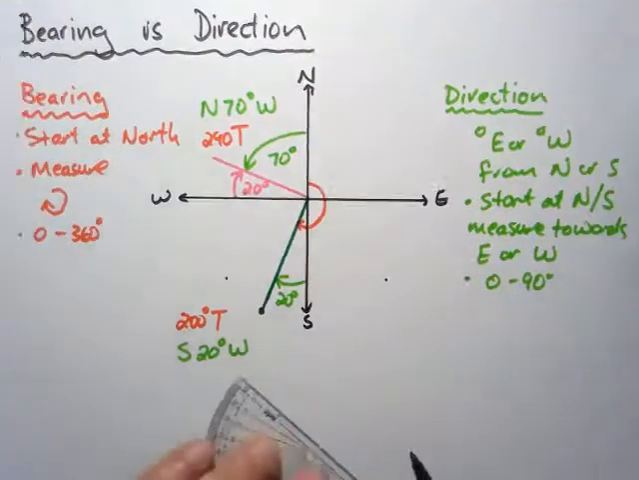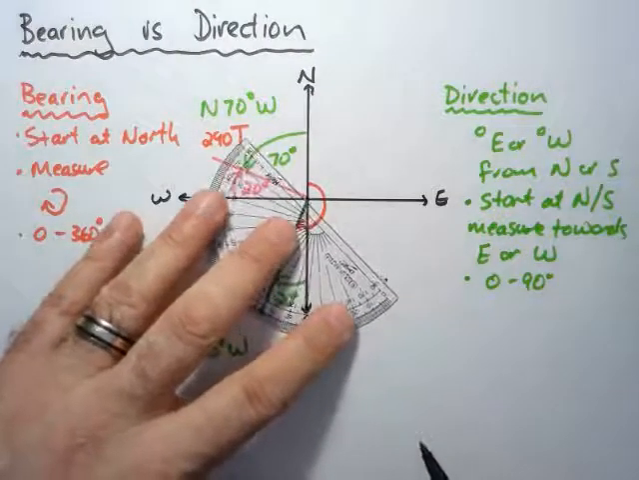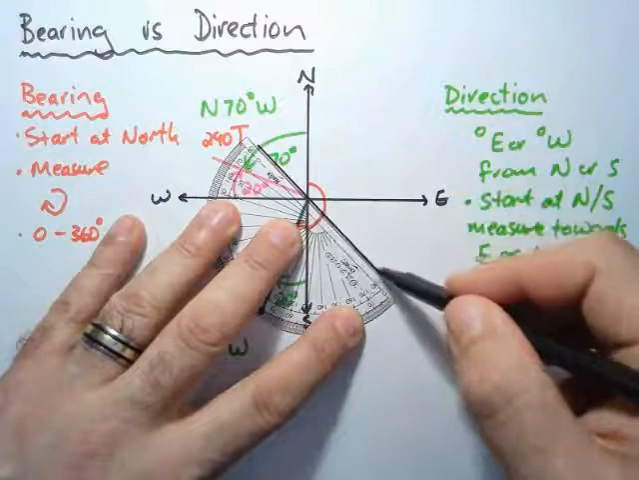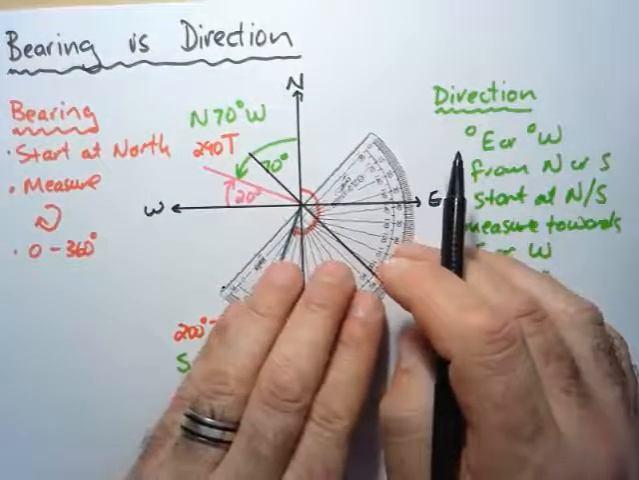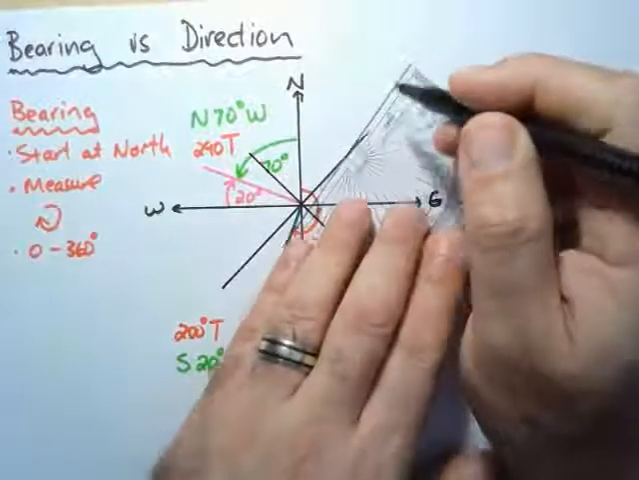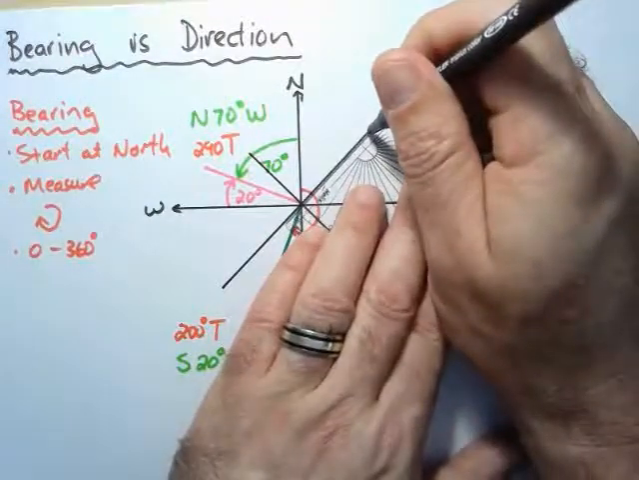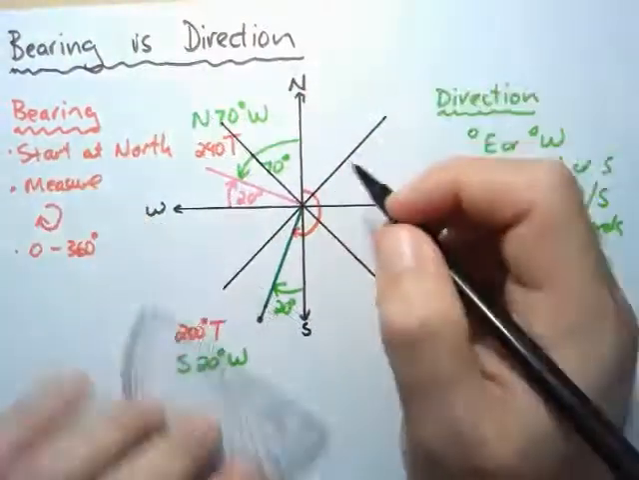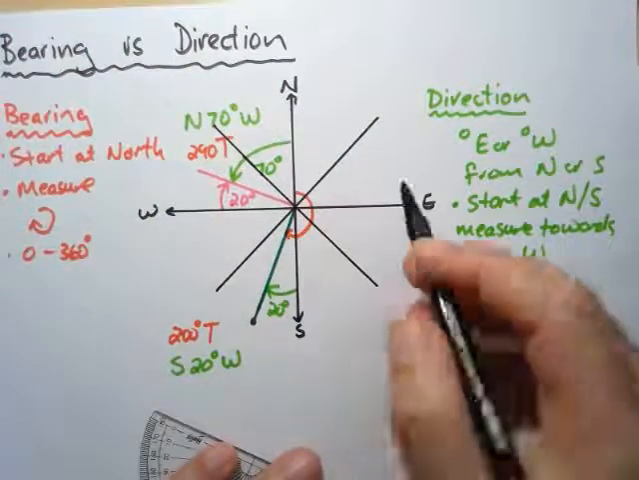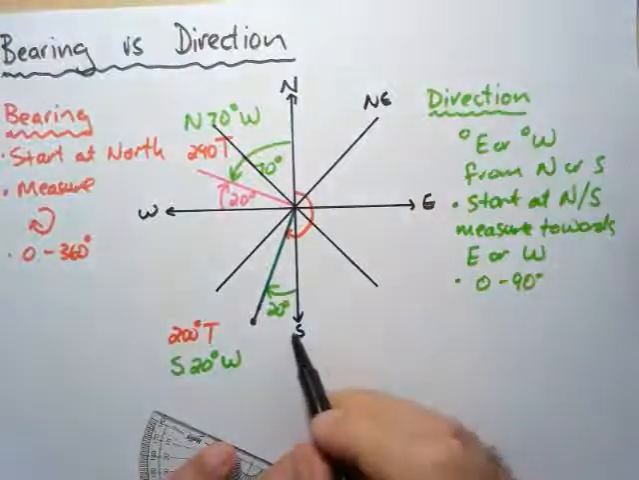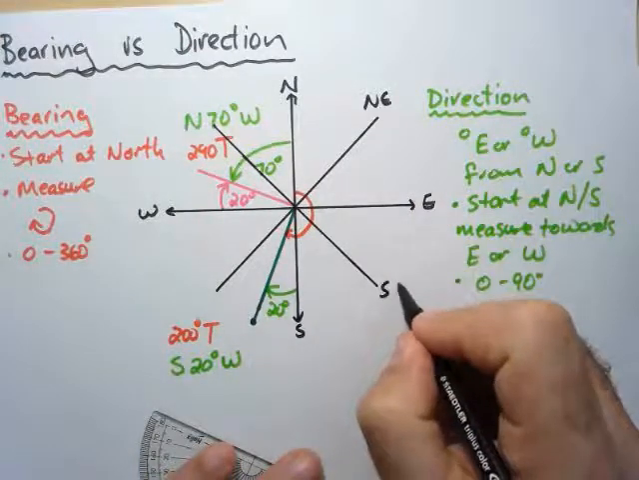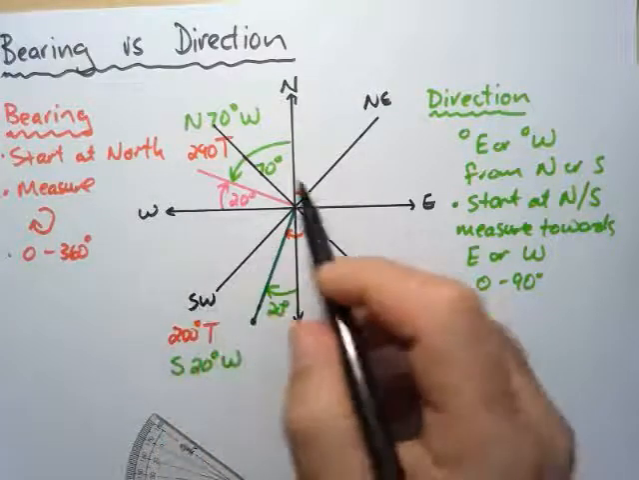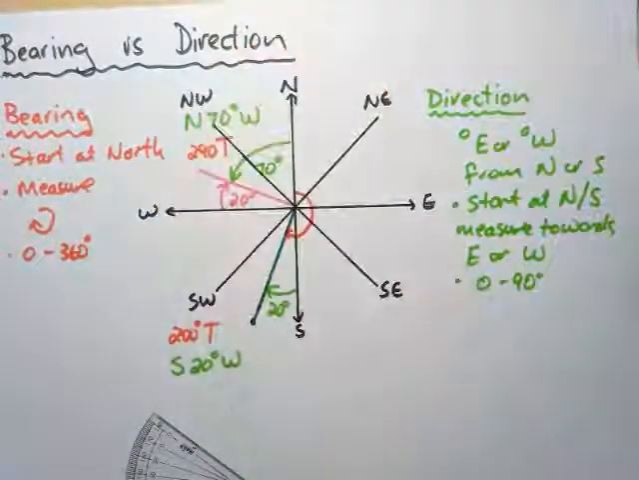The only other thing you need to know is that with direction, we can also give general direction, which is always halfway between the two. Halfway between north and east, we find northeast. Halfway between south and east, we find southeast. Halfway between south and west, we say it's southwest. And halfway between north and west, we find northwest.